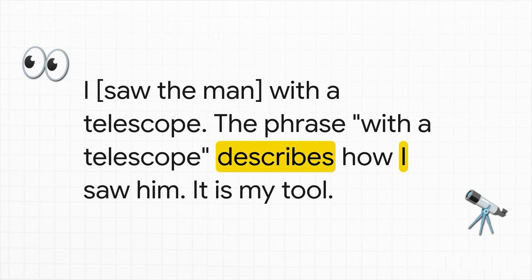But in a totally different blueprint, I'm the one with the telescope. The phrase "with a telescope" is attached to how I saw. It's my tool. And boom, two completely different meanings from the exact same words. This is a perfect example of why getting the structure right is everything for the machine to get the meaning right.